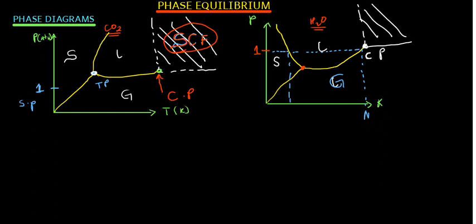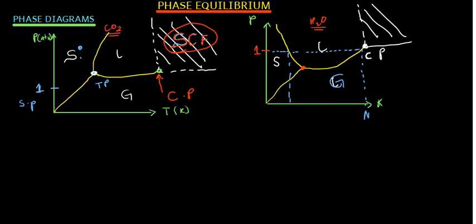From here we can see that if we have got a solid at this point, it has a certain pressure here and a certain temperature here. If we begin to lower the pressure at constant temperature, we see that this solid is going to directly convert into a gas. In other words, it undergoes sublimation.